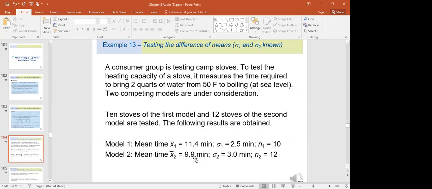Let's use this example. We are just going to do about 3 examples for each case. A consumer group is testing camp stoves. To test the heating capacity of a stove, it measures the time required to bring 2 quarts of water from 50 Fahrenheit to boiling at sea level. 2 competing models are under consideration: 10 stoves of the first model and 12 stoves of the second model. And we have the following data.